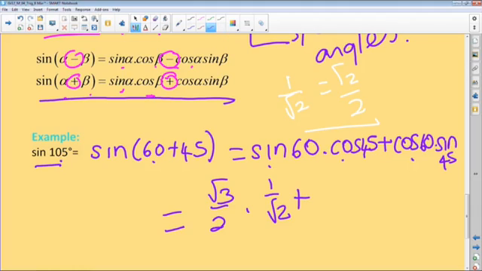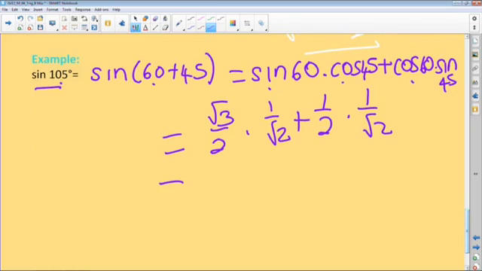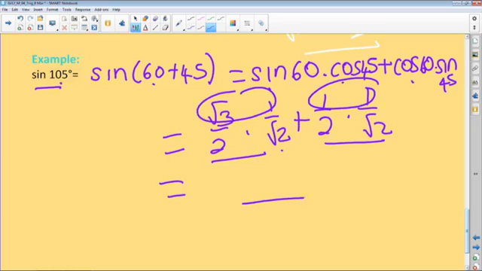Plus, we've got cos of 60, and cos of 60 is a half, times sine 45, which is 1 over root 2 or root 2 over 2 if you rationalize the denominator. So that's going to give me, because my denominators are the same, I can simply add the numerators together. So they're both 2 root 2, so it's over 2 root 2. And I've got root 3 plus 1 over 2 root 2 if I add that together.